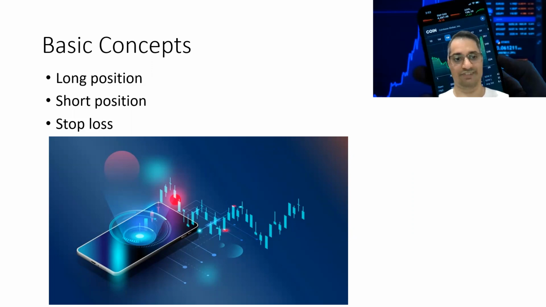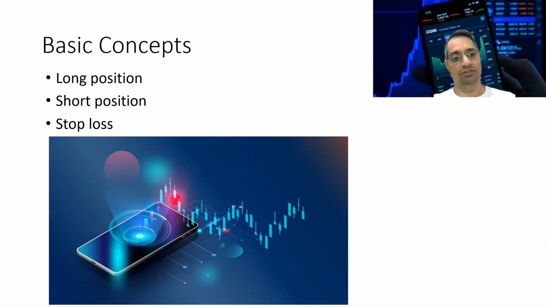Short position means selling. You expect the market to go down, so you sell. But the difference between the spot market and margin trading is that you can actually sell even if you don't hold. Even if you don't have Bitcoin, you can still sell Bitcoin. You can short Bitcoin in that case.